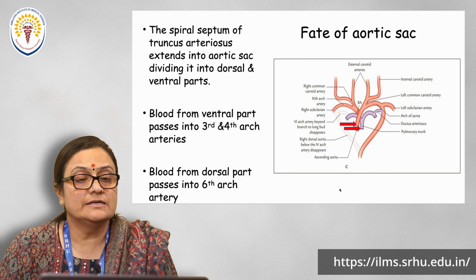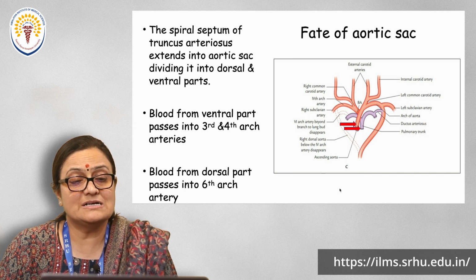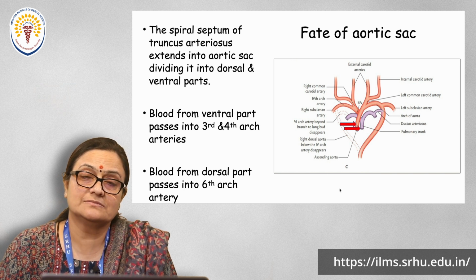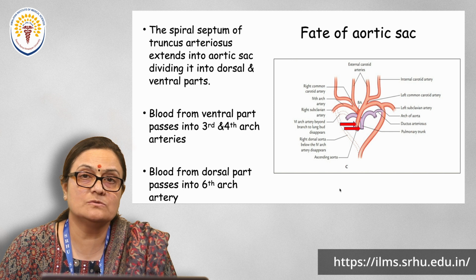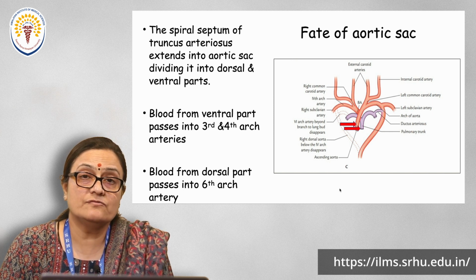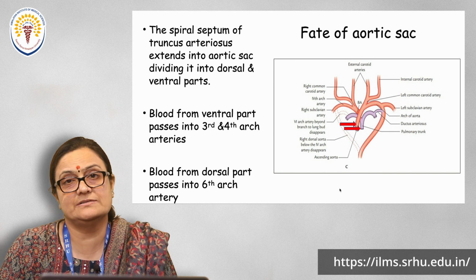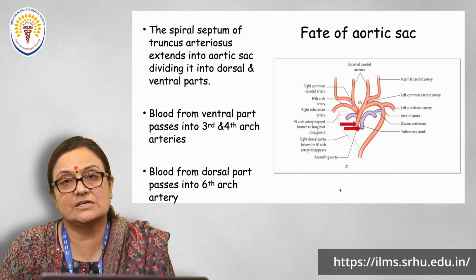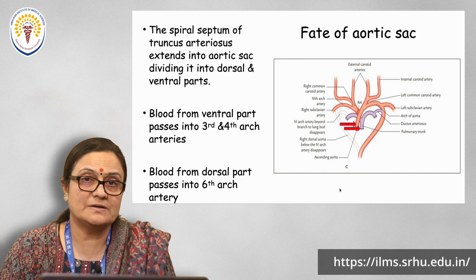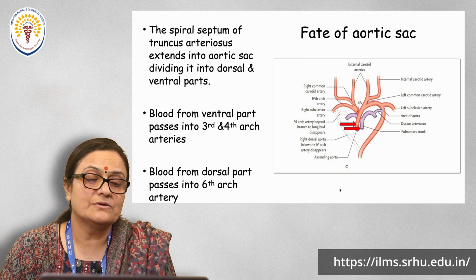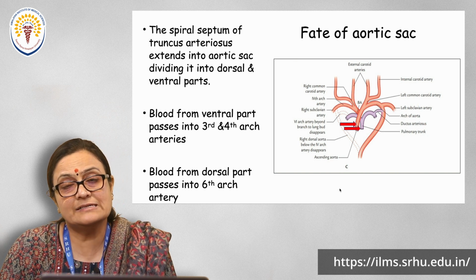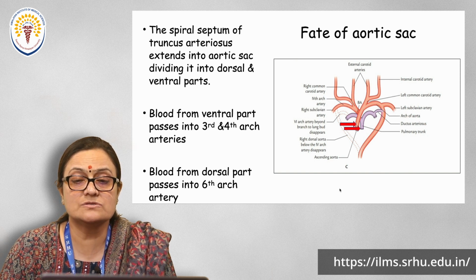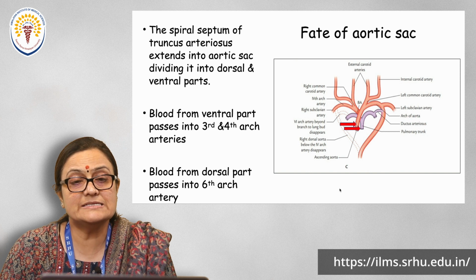And we also said that the blood from the ventral part passes into the third and fourth arch arteries. Why? Because they are connected to the ventral part. So, whatever blood is coming from the heart tube going into the aortic sac will now be divided into ventral and dorsal parts. Blood from the ventral part of the aortic sac will enter the third and fourth arch arteries, whereas the blood from the dorsal part will move into the sixth arch artery. Why? Because the sixth arch artery is connected with the dorsal part. I hope this is clear now, and we can also have a look at the arrows which are showing clearly separate parts.